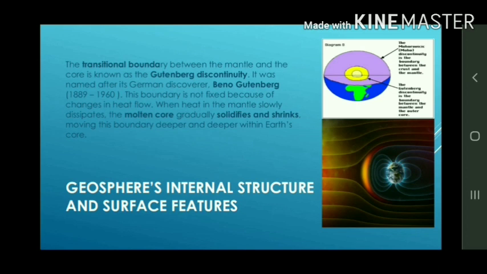The transitional boundary between the mantle and the core is known as the Gutenberg Discontinuity. It was named after its German discoverer, Beno Gutenberg. This boundary is not fixed because of changes in heat flow. When heat in the mantle slowly dissipates, the molten core gradually solidifies and shrinks because of the process of cooling, moving this boundary deeper and deeper within Earth's core.